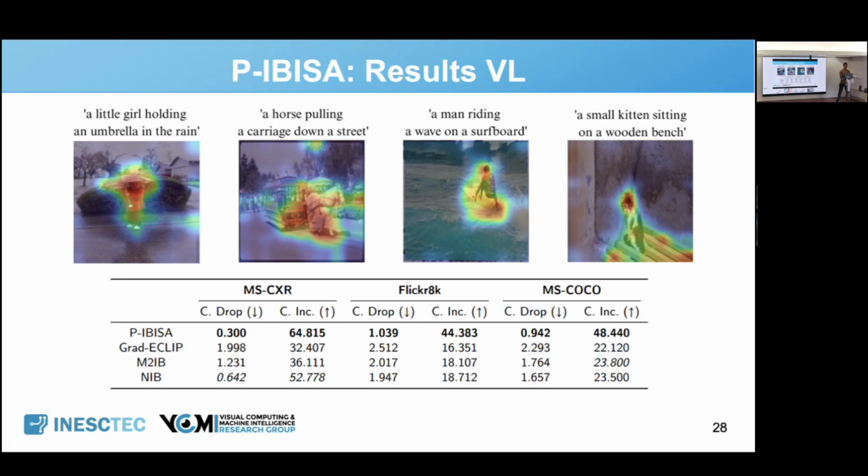These metrics here, confidence increase and confidence drop, are also faithfulness metrics. Basically, it's very similar to before. We just remove what is considered irrelevant from the image and see if it matches the original prediction.